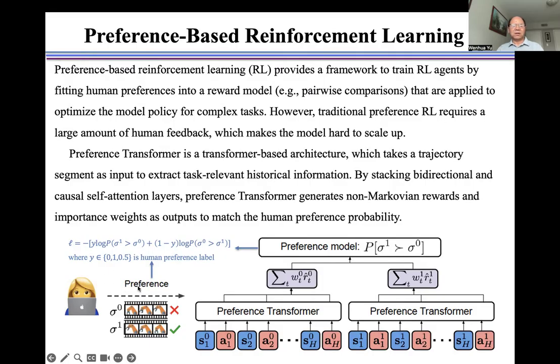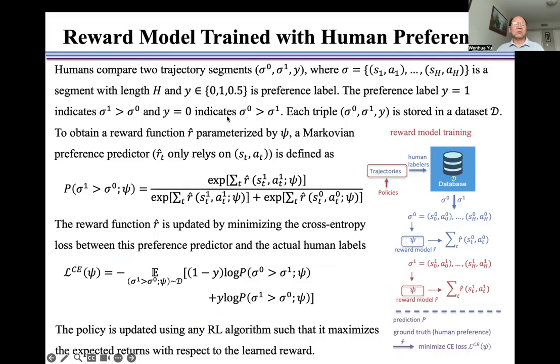There's a human preference by comparing two segments, sigma 0 and sigma 1. And then we use the two segments as the input to the reward model to generate this preference probability. And then we use cross-entropy loss to train the model to fit the human preference into the reward model.